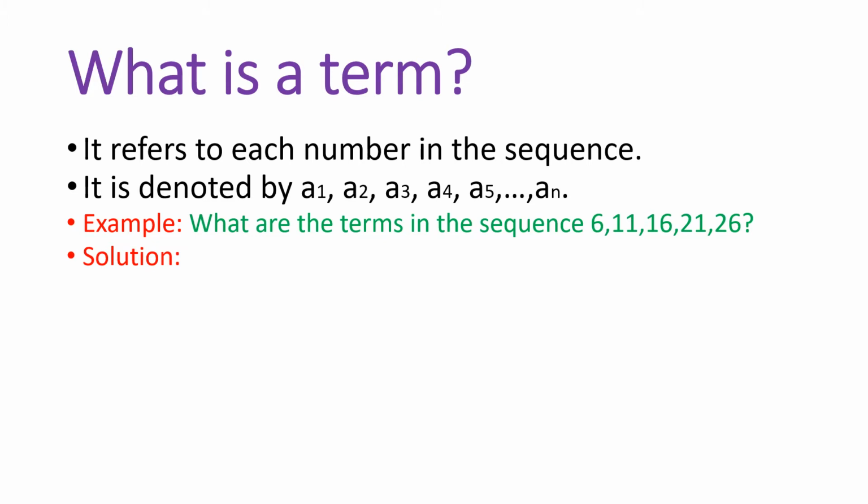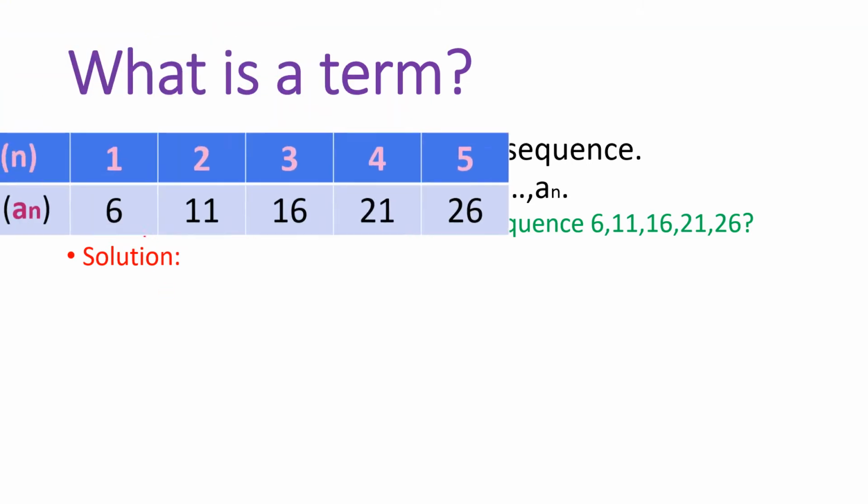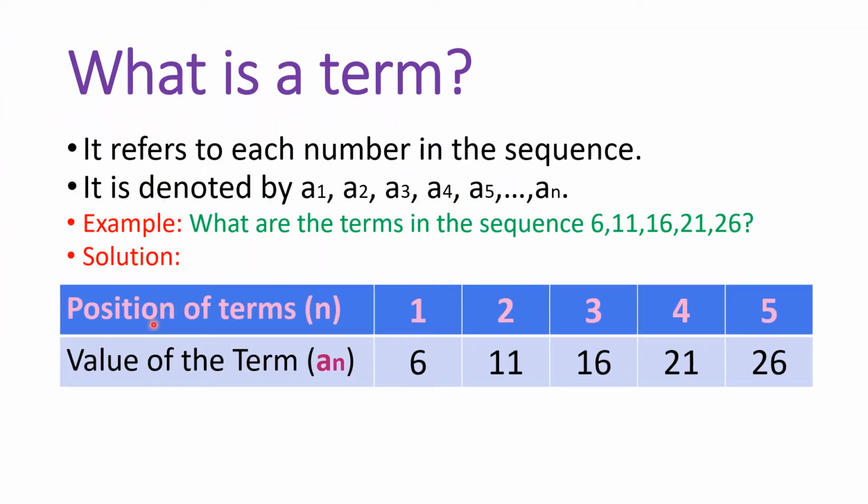For the solution, let's have this table. So we have position of terms, which is denoted by n, and the value of the term which is denoted by a sub n. So what composes the value of the terms? These are the numbers given in our sequence. So just list them down. So we have 6, 11, 16, 21, and 26.